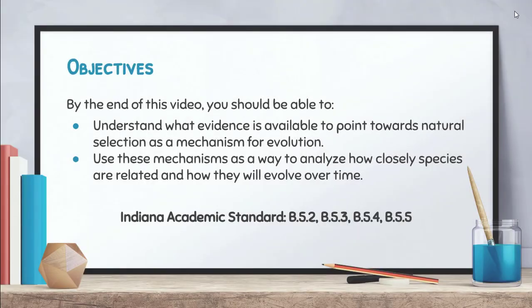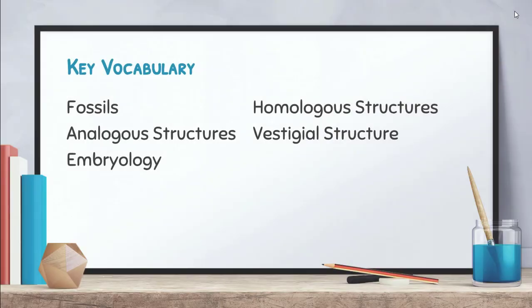By the end of this video, you should be able to understand what evidence is available to point towards natural selection as a mechanism for evolution. And secondly, you should be able to use these mechanisms to analyze how closely species are related and how they may evolve over time. Some key vocabulary terms for today: fossils, homologous structures, analogous structures, vestigial structures, and embryology.